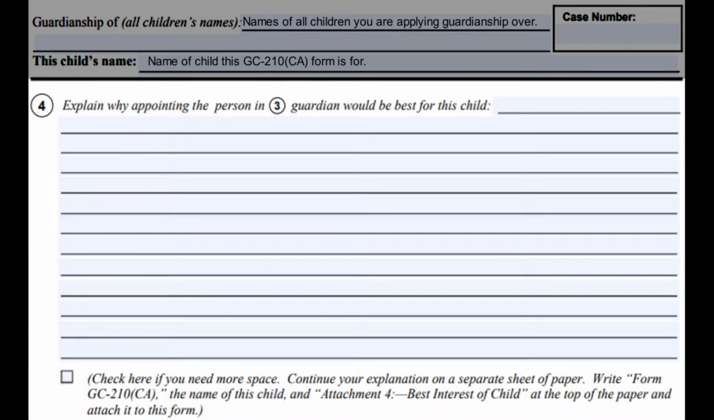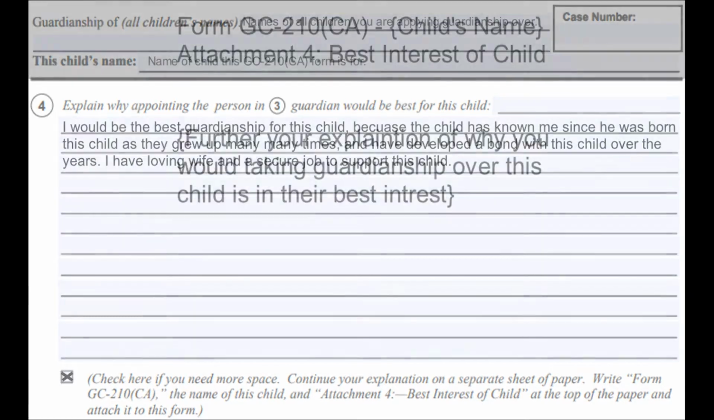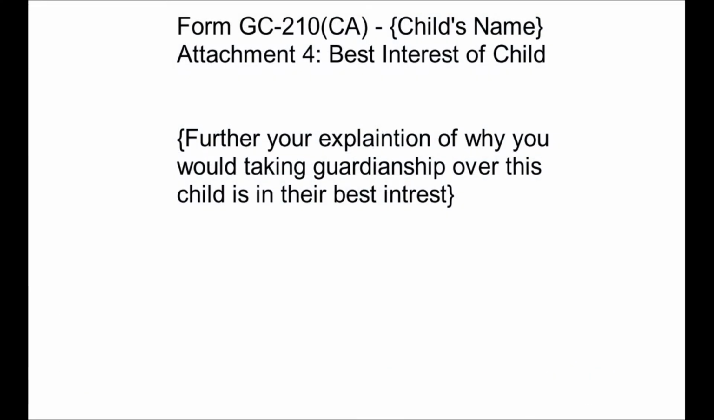On number 4, explain why appointing the person on number 3, guardian, would be the best for the child. Be detailed. If you need more space, check the box below and title the paper GC210 Attachment 4, Best Interest of Child.